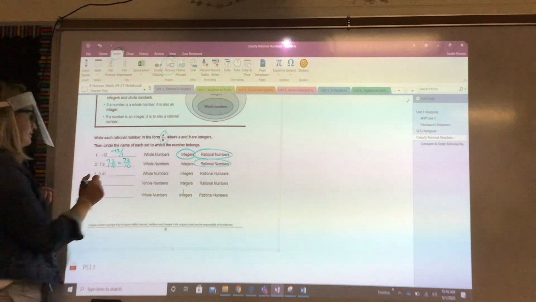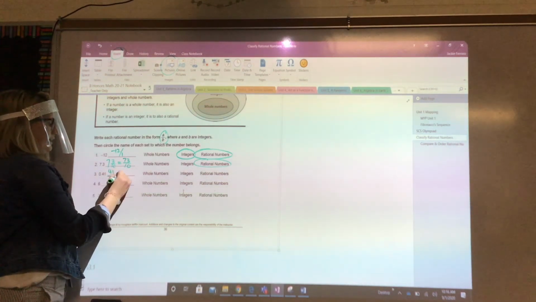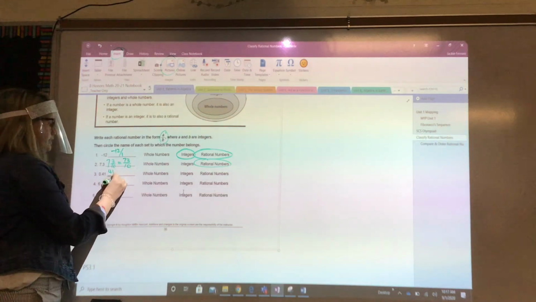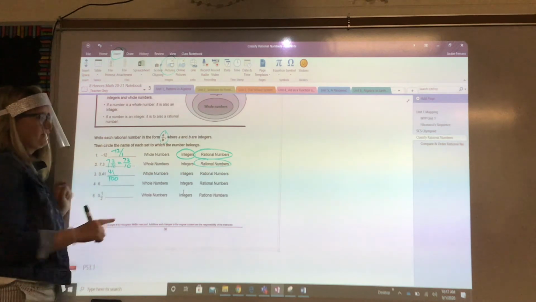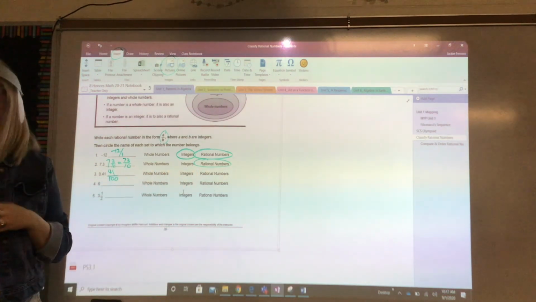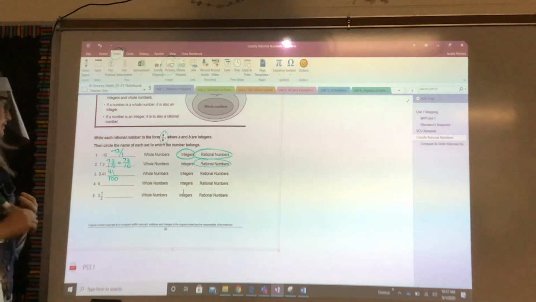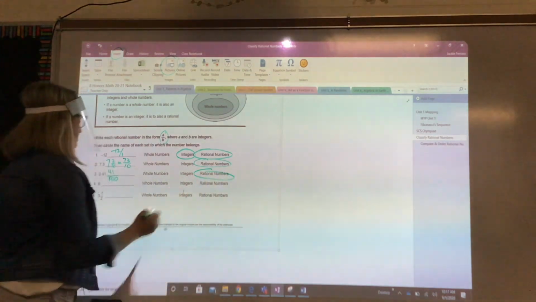0.41 would be 41 out of 100, because it's 41/100. That's how we read it. And that's in fractional form, so what type of number is it? It is a rational number. Good job, it's just rational.